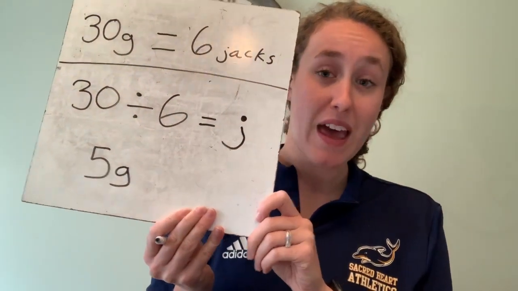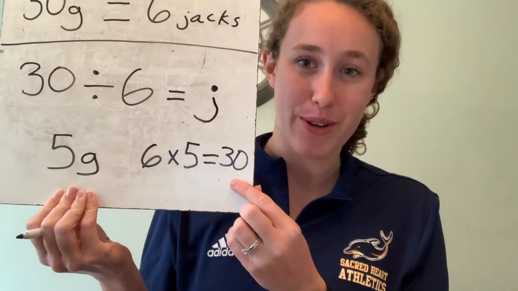5. Let's see if this number answers the question that they asked us. What is the mass of 1 jack? 5. 5 what's? 5 grams. Now I can check this, can't I? How many jacks do I have? I have 6 jacks. How much does each jack weigh? It weighs 5 grams. If I multiply 6 times 5, do I get 30? Yes, I do.